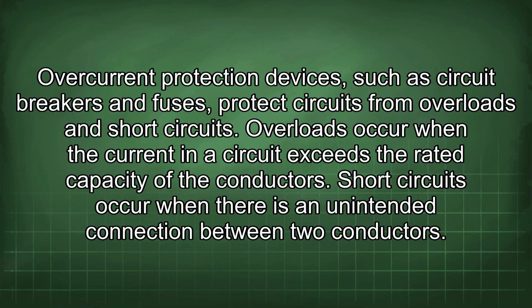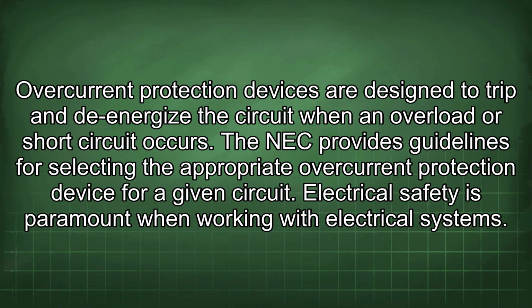Overloads occur when the current in a circuit exceeds the rated capacity of the conductors. Short circuits occur when there is an unintended connection between two conductors. Overcurrent protection devices are designed to trip and de-energize the circuit when an overload or short circuit occurs. The NEC provides guidelines for selecting the appropriate overcurrent protection device for a given circuit.